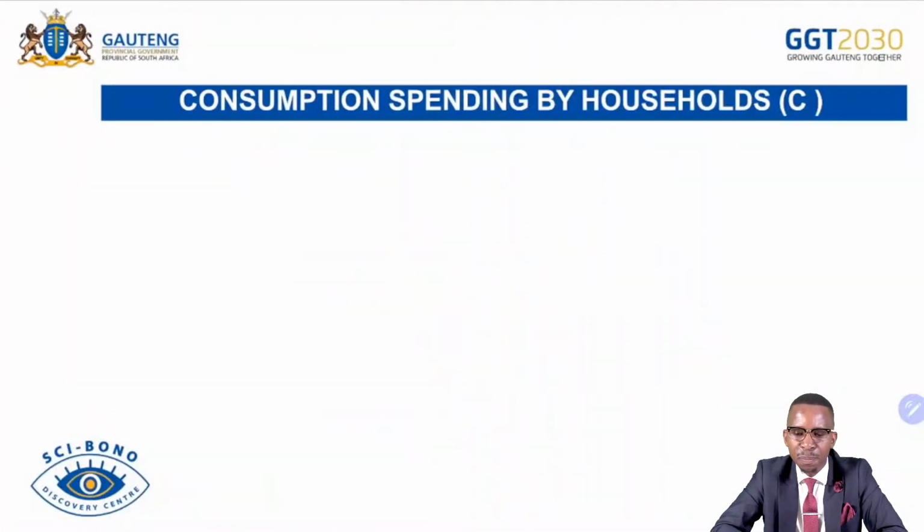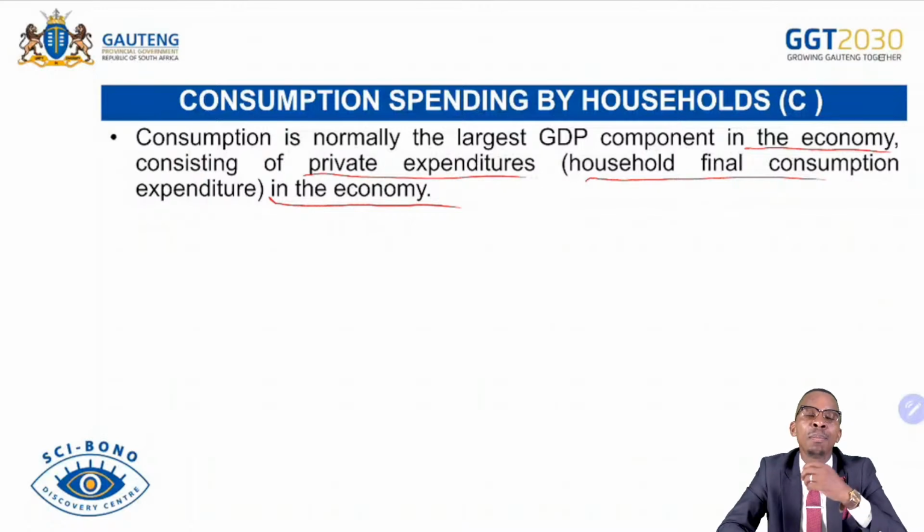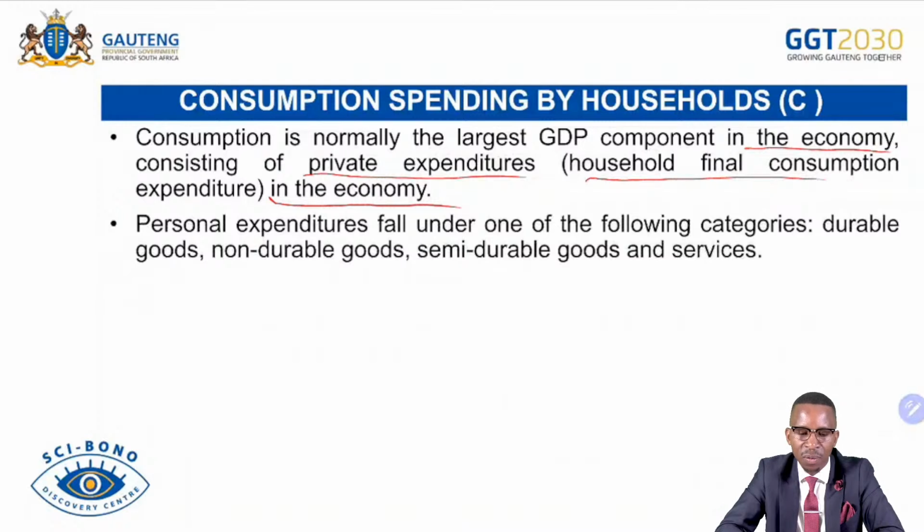And then consumption spending by the household, let's check. Consumption is normally the largest GDP component in the economy. So most of the spending in the economy is coming from consumption spending, consisting of the private expenditures, household final consumption expenditure in the economy. So households are the biggest spenders in the economy. They contribute the most in the expenditure in the South African economy.